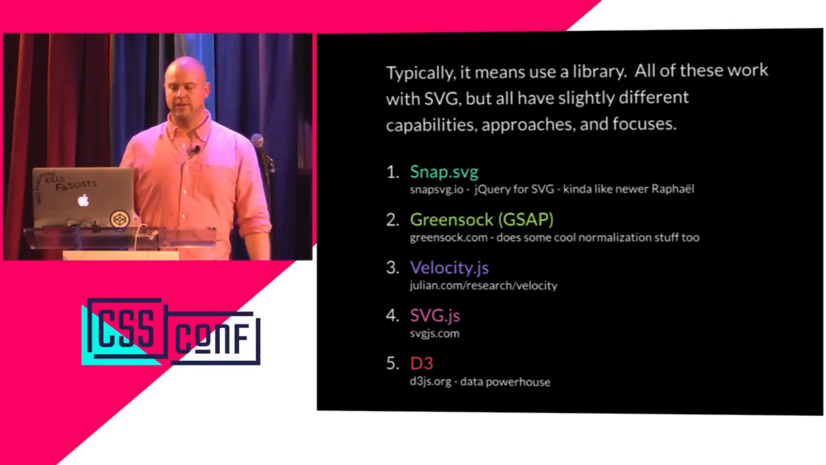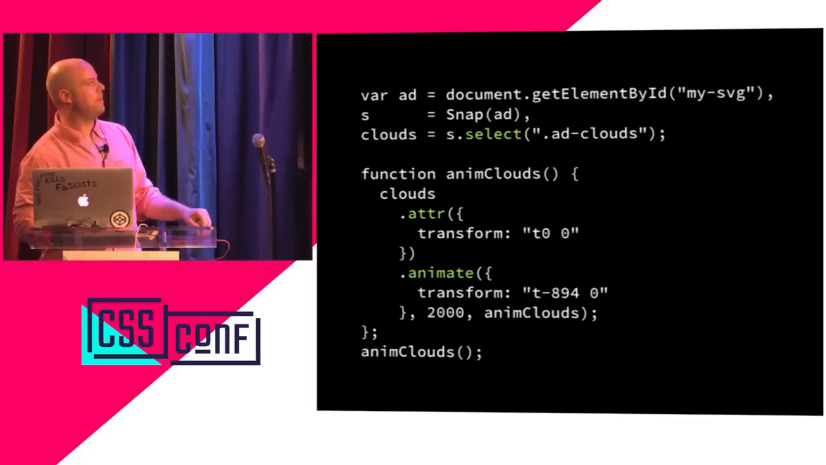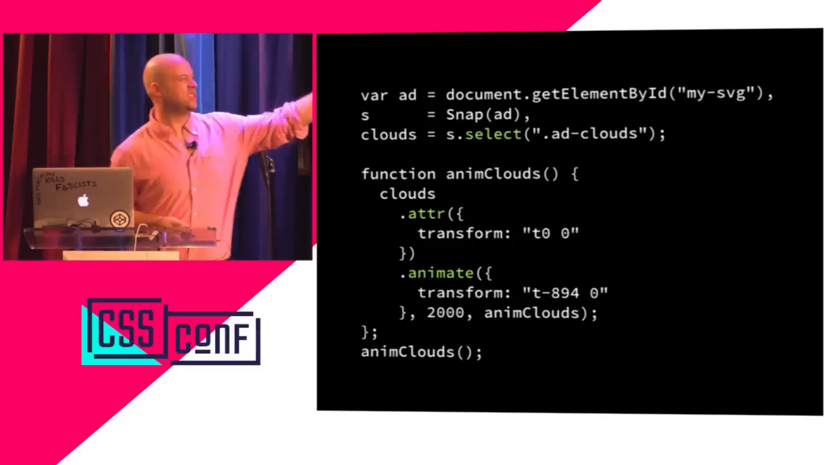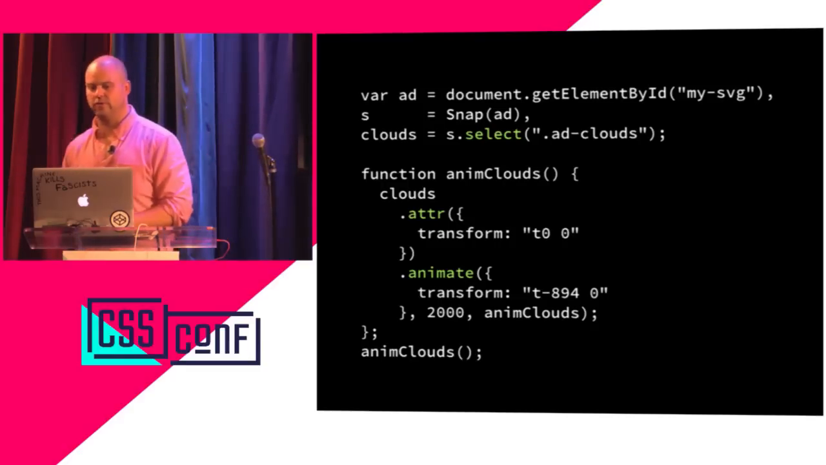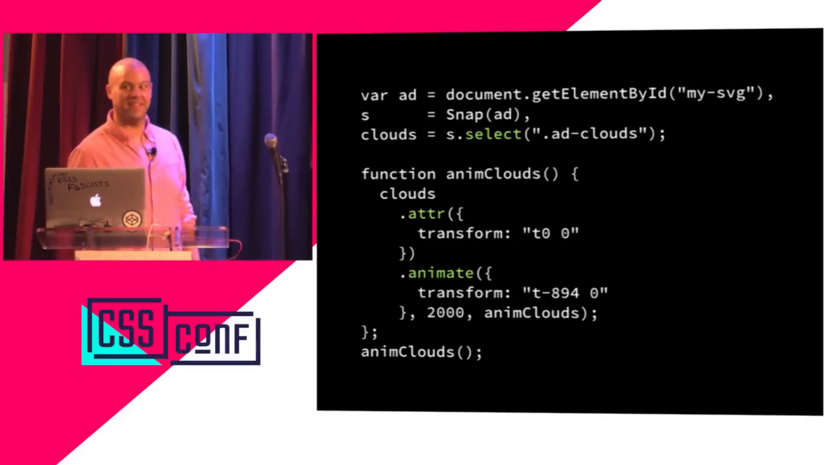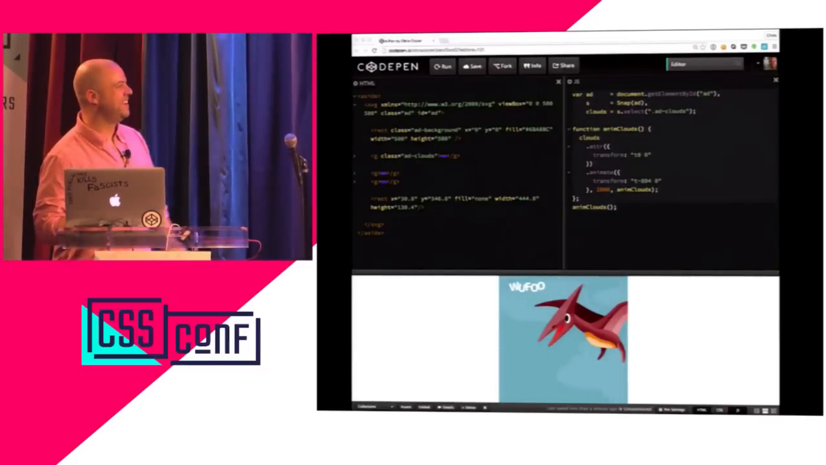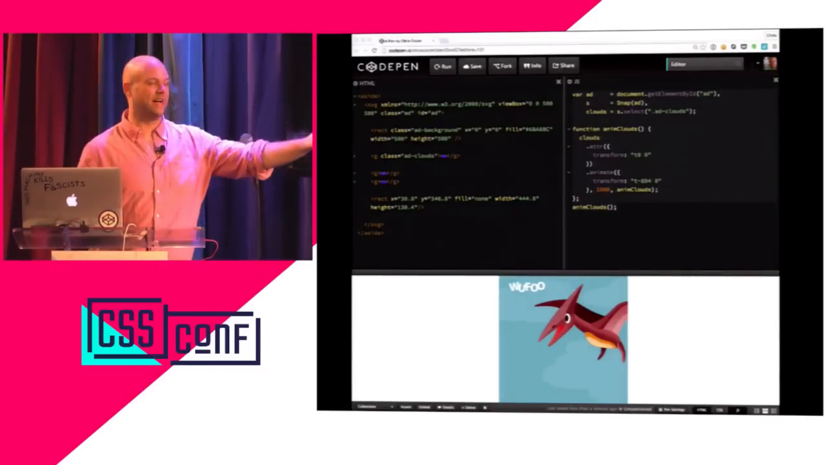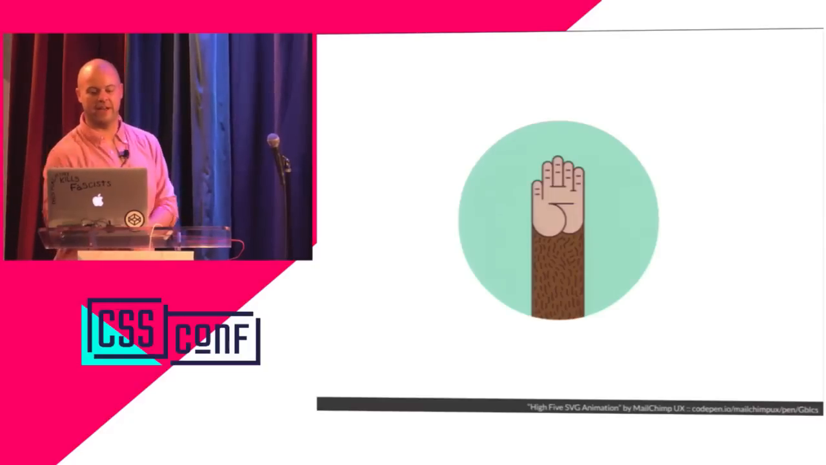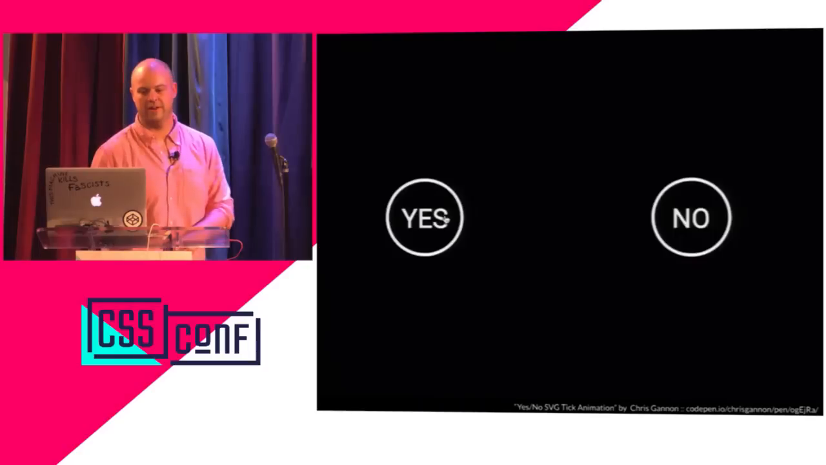D3 does a lot of data stuff. You've probably seen it. Here's some syntax of how Snap SVG looks and how it does the chaining and stuff that you may be familiar with from the jQuery days, I think we're calling them now. Back then. Here's just the syntax at work. I'm just moving the clouds across the screen. It's kind of performant and nice. MailChimp uses it to high-five you when you send a campaign, which is pretty fun.